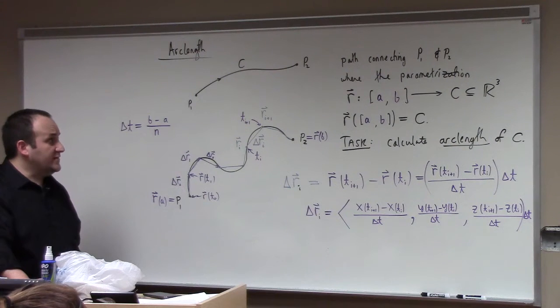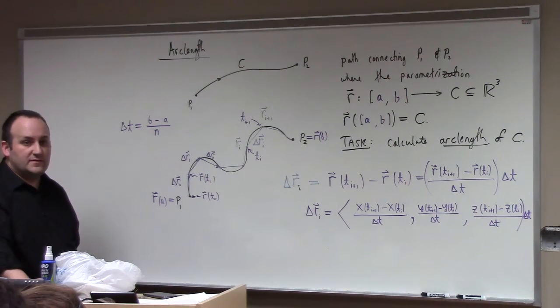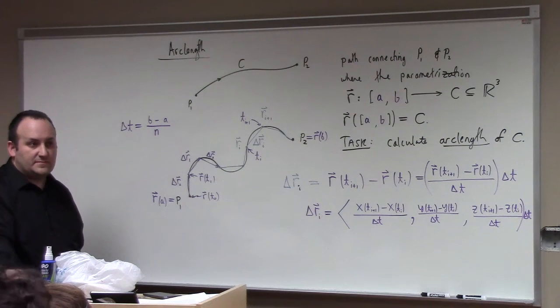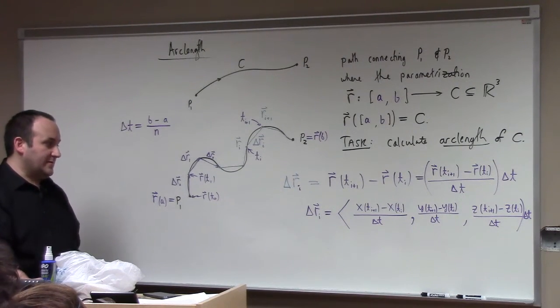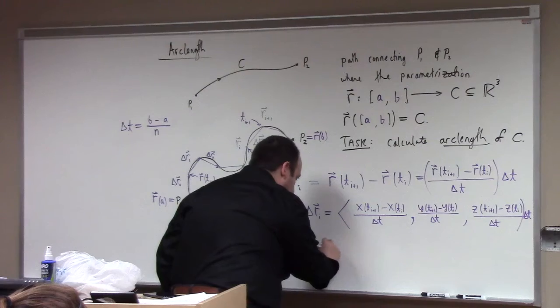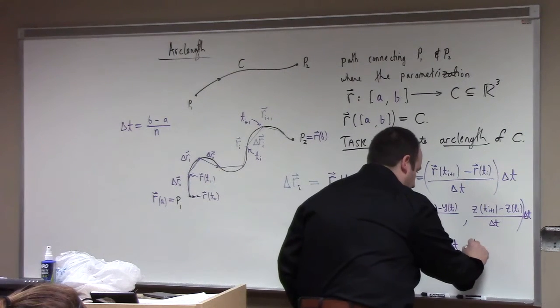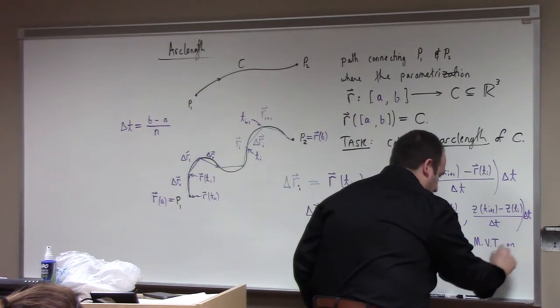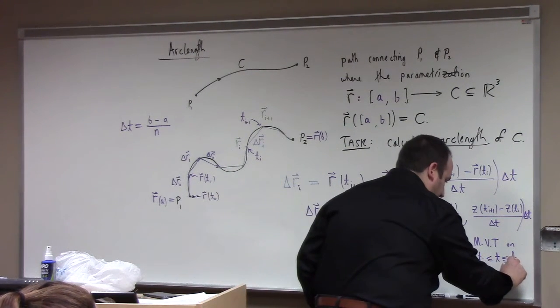And then I'm going to make an extra assumption. I'm going to assume that this path is not just any old path. I need the path to have derivatives of the component functions which are continuous. So I'm going to assume that the derivatives of x, y, and z exist and are continuous. If I do that, then I can apply the mean value theorem on the interval t sub i less than or equal to t less than or equal to t sub i+1.